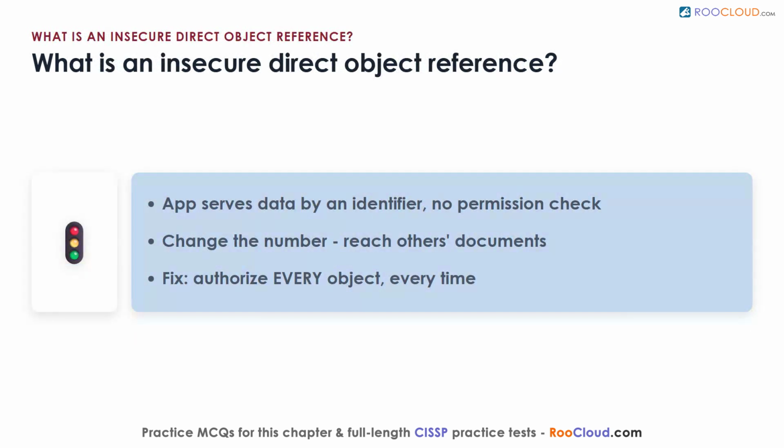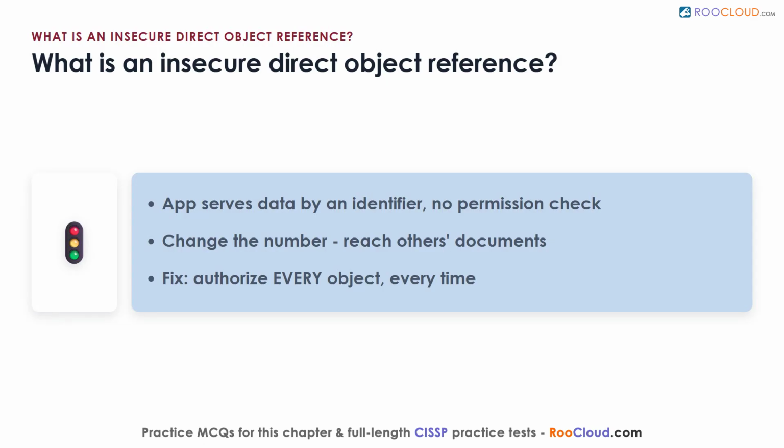What is an insecure direct object reference? It happens when an application hands you data based purely on an identifier in your request, without checking whether you are allowed to have it. Say a link fetches a document by its number in the URL. There is nothing wrong with that by itself, as long as the app still verifies your permission. The trouble comes when it does not, because then you can simply change that number and pull up documents that were never yours to see.